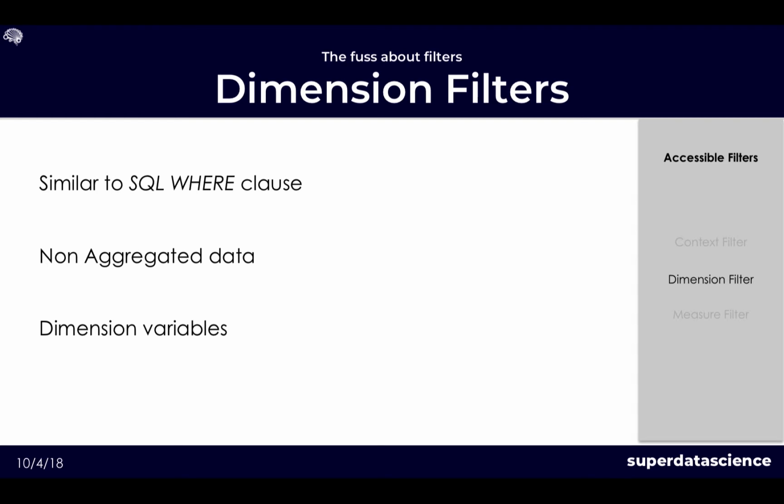So let's have a look at dimension filters. We are still busy with accessible filters. This is our next type, and this one is probably the one you'll be using most of the time, as it is quite robust and a lot of the time it's what you'll use to filter your data on. You can think of this as a SQL WHERE clause, if you're familiar with SQL, as it is used for non-aggregated variables.